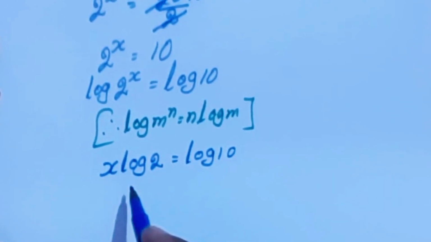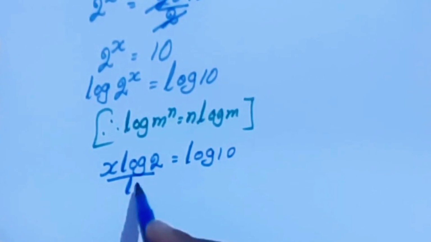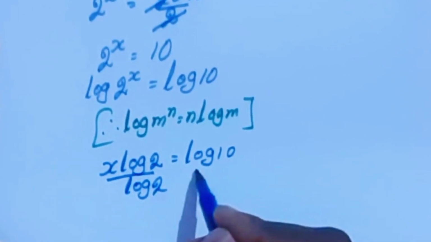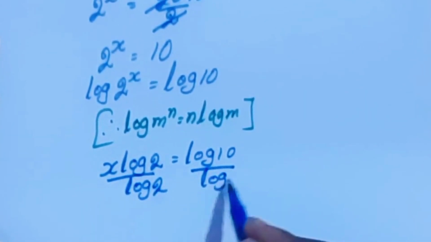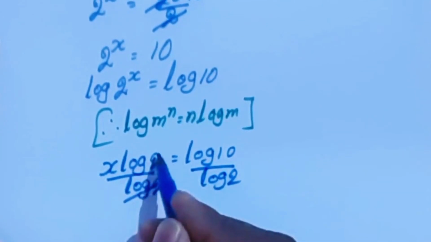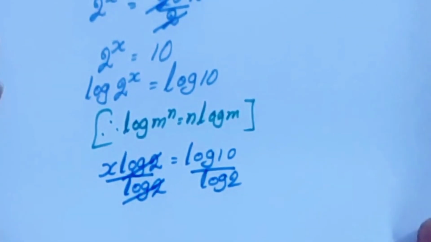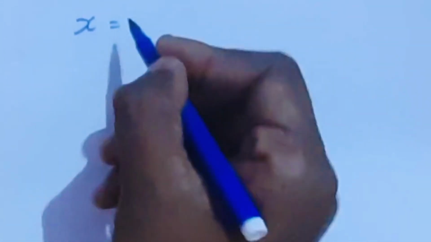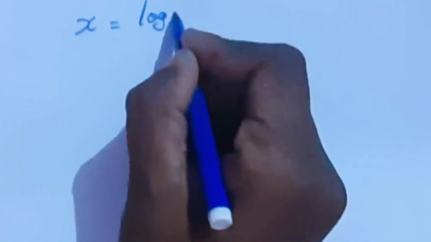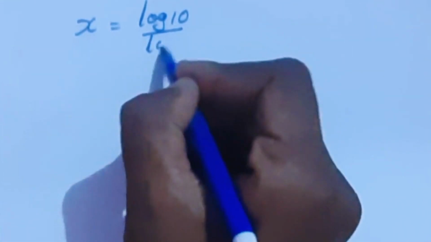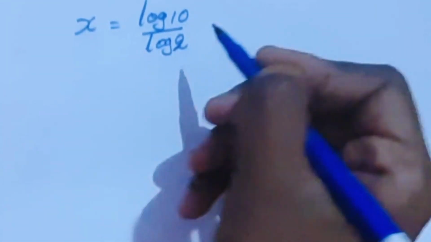Now we are going to divide by log 2 on both sides. Log 2 here, here log 2. Now this log 2 cancels this log 2. Here we have x equal to log 10 by log 2.